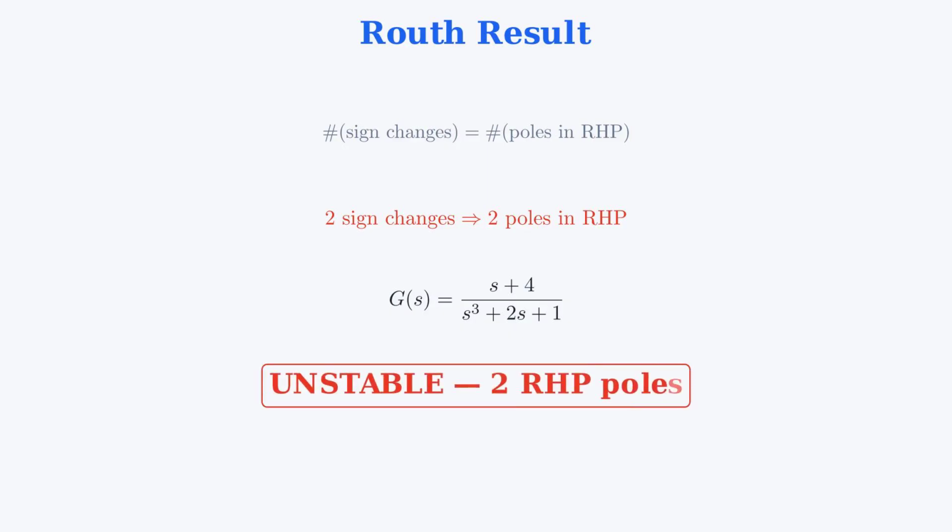Key lesson: a missing s squared term is not a special case you can ignore. The 0 coefficient creates a 0 in the Routh first column, and the epsilon trick reveals hidden right half-plane poles.